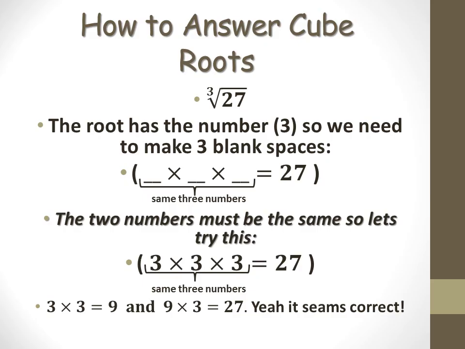So let's revise the question real quick, you might make something wrong. So 3 times 3 equals 9. 9 times 3 equals 27. Yeah, it seems correct. Let's move on to decomposing the answer.